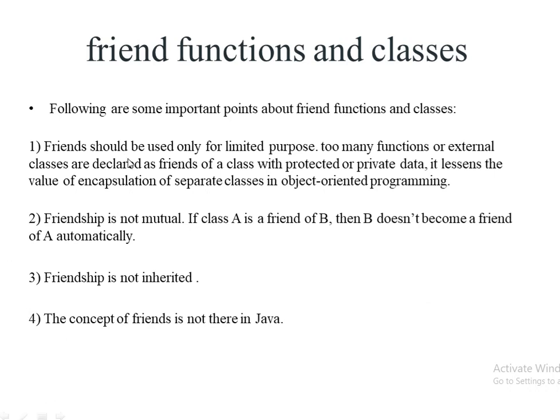Friend functions and friend classes combined. Following are some important points about friend functions and classes. Friends should be used only for limited purposes. Too many functions or external classes declared as friends of a class with protected or private data is a problem. Friendship is not mutual, meaning if class A is a friend of B, then we can't say that class B is a friend of A automatically. Friendship is not inherited, meaning if B is a friend of A and C is a friend of B, then we can't say C is a friend of class A.